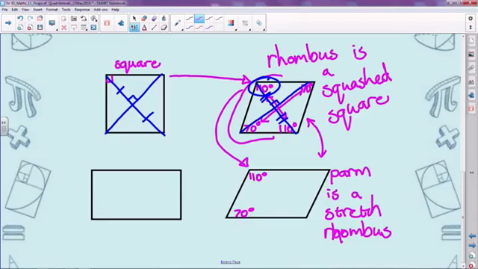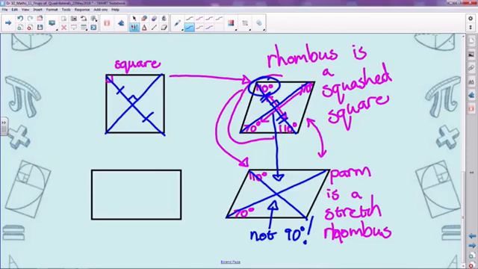Let's draw in the diagonals. Are they going to be the same length? No, they're not. But by stretching it, we've also changed something else. Do you see that the diagonals are no longer 90 degrees? So let's just write a note here, not 90 degrees.